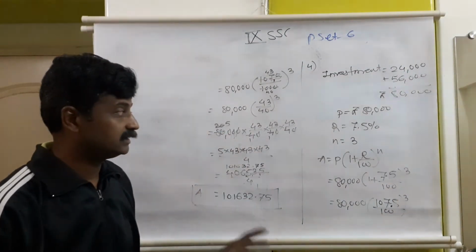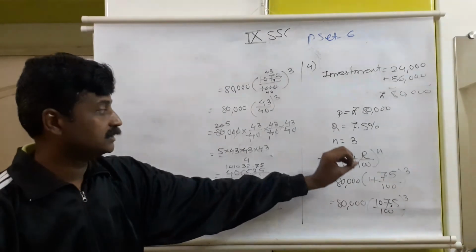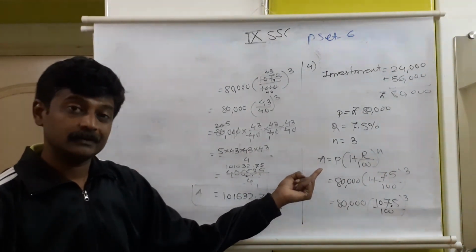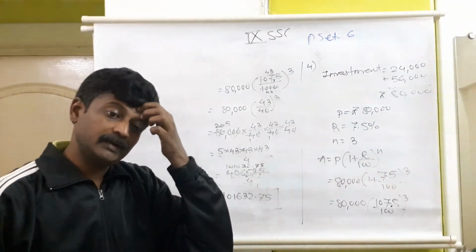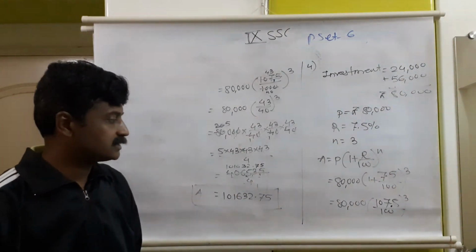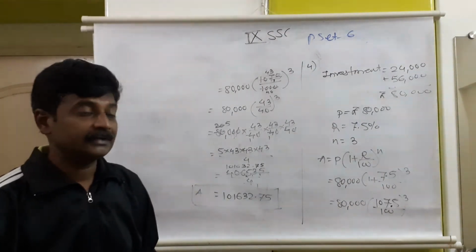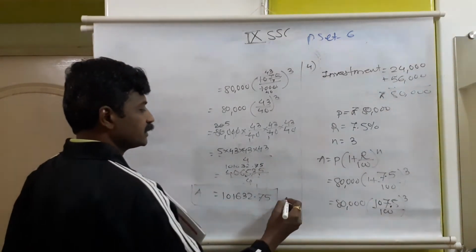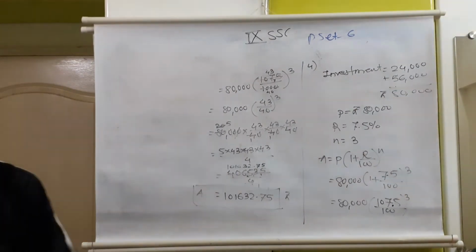There is nothing in this sum, only the particular terms, and just put them in the formula. In 8th standard also we solve this type of sum, putting in the values to find the compound interest or the simple interest. Same way, nothing more is there. It does not ask for the difference or the profit, it asks how much amount will be in hand. So the amount in hand will be 101632.75.